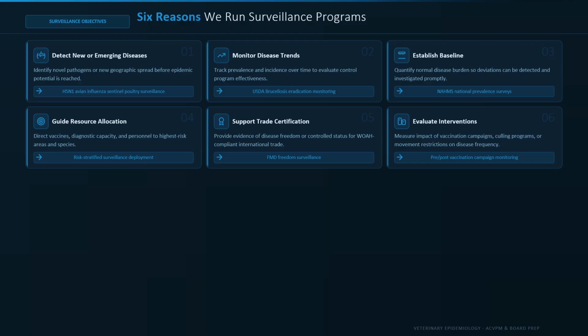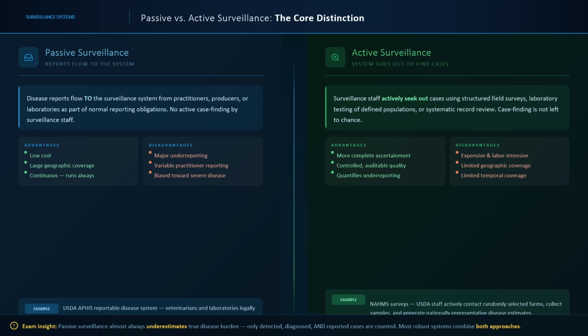The most fundamental distinction you'll be tested on is passive versus active surveillance. So let's break those two down next. Passive versus active surveillance. This comparison comes up on virtually every EPI exam, so let's get it locked down. Passive surveillance is exactly what it sounds like. The data flows to the system without the system actively going out to find it.